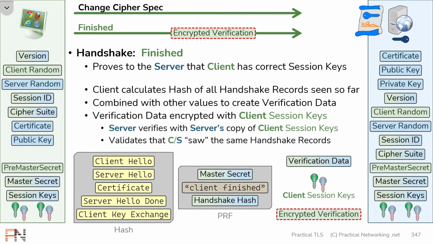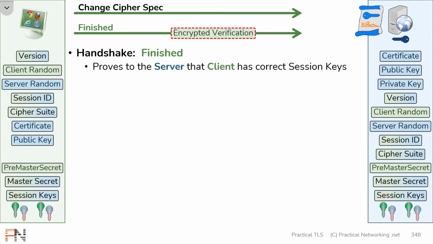If someone had tampered with the client hello after the client had sent it and before the server had received it, this verification data on either side of the wire would not match. So using the handshake hash in this way proves that no one messed with the content that was sent to negotiate this particular session. So that is how the client will prove to the server that the client has the correct session keys.